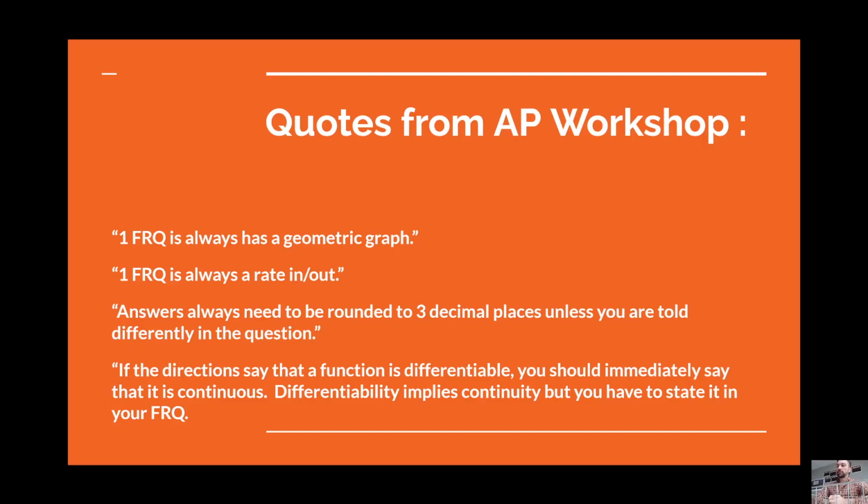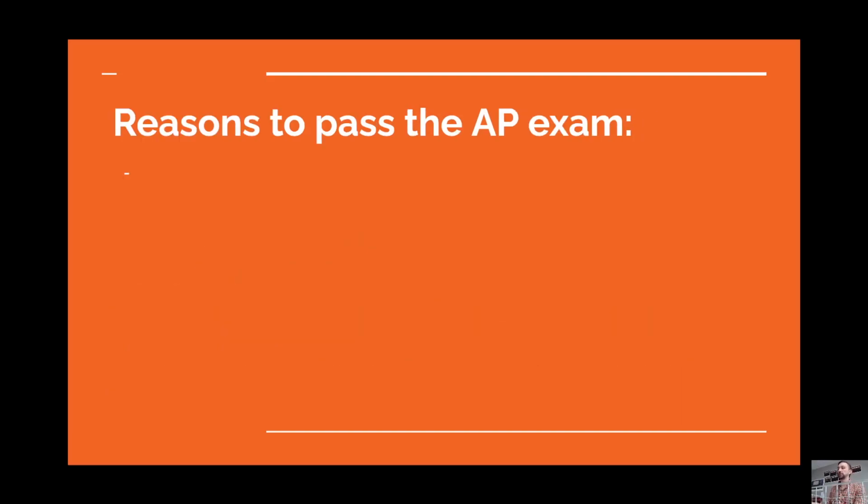You should always round to 3 decimal places unless you are told differently, which almost never happens. And then sometimes there's a few points hidden behind knowing that differentiable functions are also continuous. So anytime you see that a function is differentiable, you should just say that it's continuous. And if you didn't need it, it didn't hurt you. It only takes 5 seconds to write that down, but sometimes you do need that.